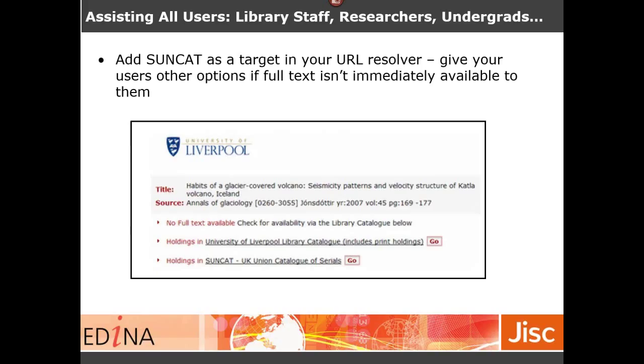And continuing to look at end users, if you add SUNCAT as a target in your local URL resolver, it means that if your user is unable to instantly access a journal article online, they're less likely to hit a dead end, as SUNCAT can provide them with information about whether they can access the title, and they can decide whether an interlibrary loan is an option, or if they can physically visit one of the libraries to get hold of the article they require, or they may want to use the information to make a case for you to start subscribing to the title by highlighting who else holds it.